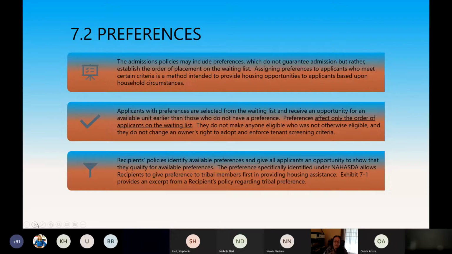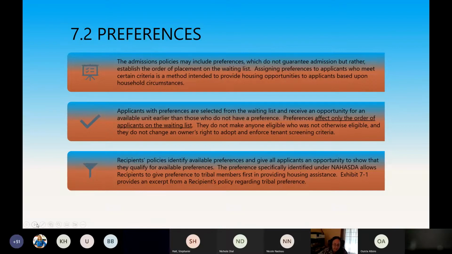Applicants with preferences are selected from the waiting list. They receive an opportunity for an available unit earlier than those that don't have that preference. Preferences affect only the order of the applicants on the waiting list. They do not make anybody eligible who is not otherwise eligible, and they do not change an owner's right to adopt and enforce tenant screening criteria.